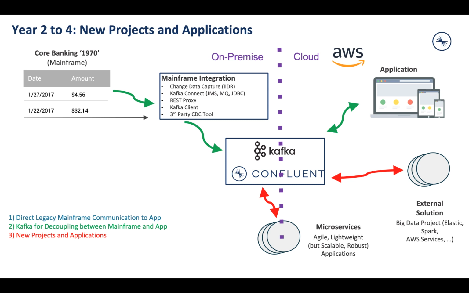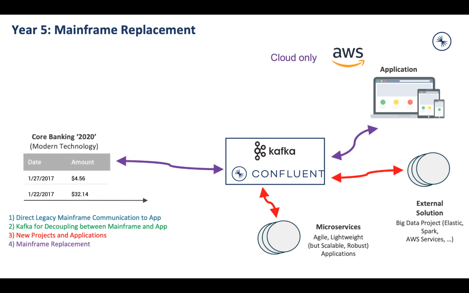In this case, it's only one directional, but in many cases, you also replicate data back in real time to the data center applications. And then over time, you can replace some of your on-premise applications with a new core banking system and maybe in the cloud.